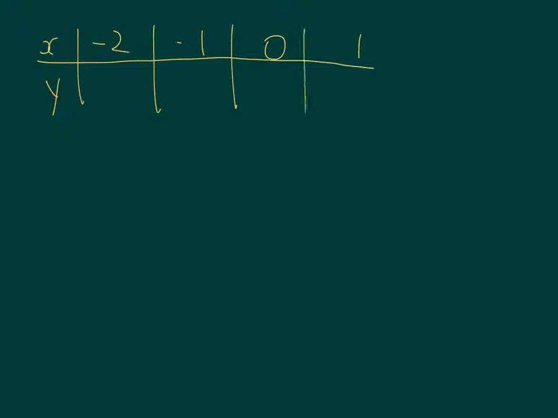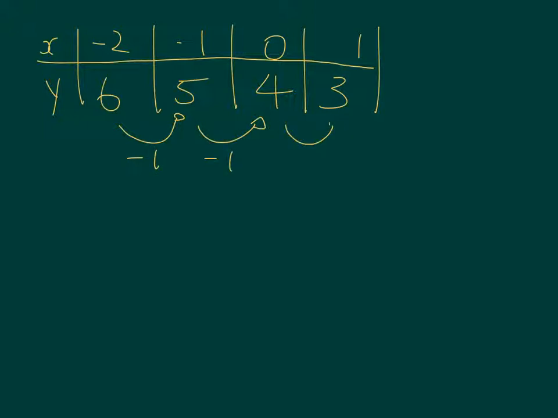Let's have a look at another one here. I've got -2, start with our x and our y. I've got -2, -1, 0, and 1. And then these y values will be 6, 5, 4, 3. Okay, what are we going to have? Well, let's notice again, this time I'm actually going down by 1, going down by 1 each time.